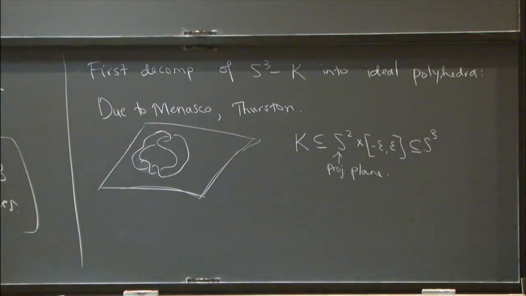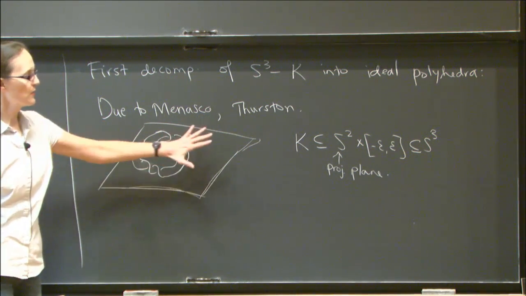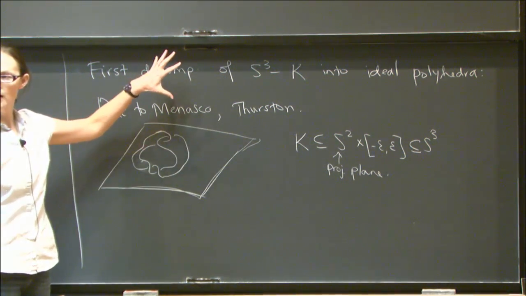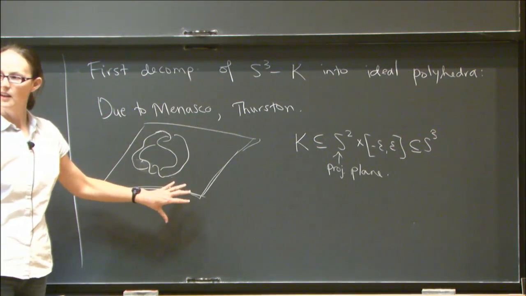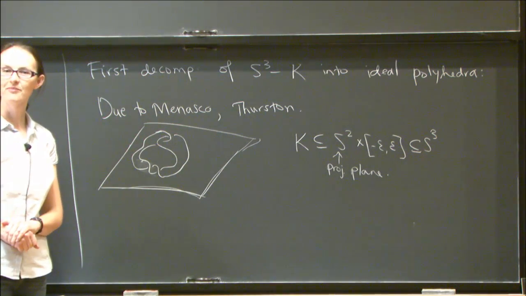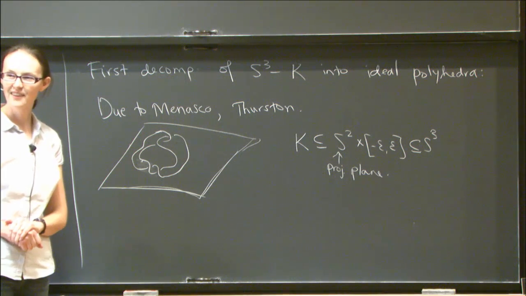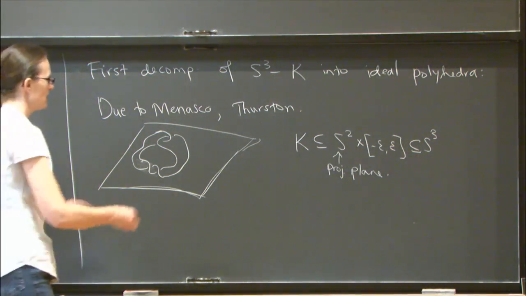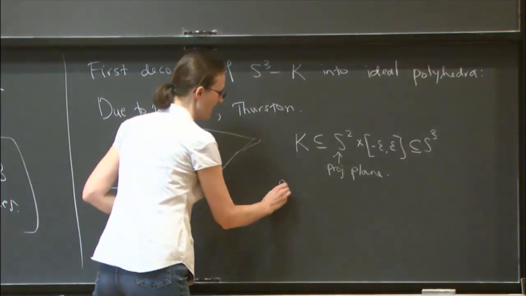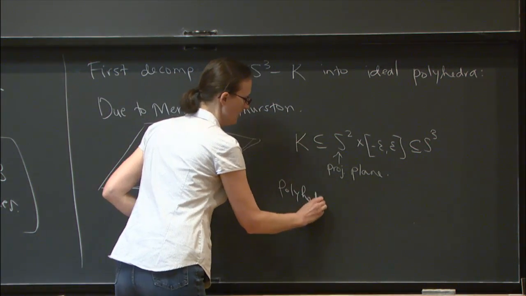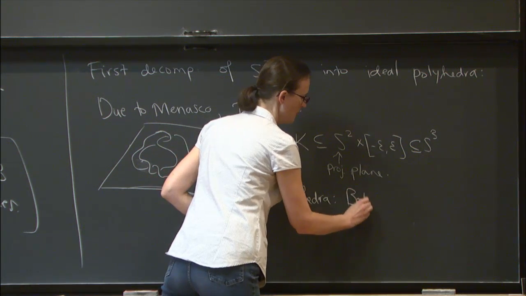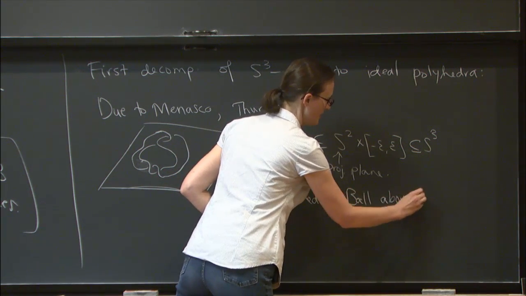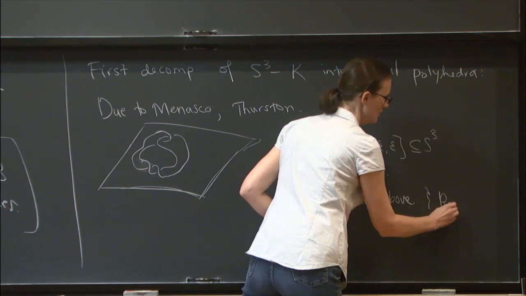And then the Menasco decomposition says you think of this plane as separating S3 into two balls. So there's a ball above and there's a ball below. And those are your polyhedra. Okay, so you need a little bit more information on how to glue these together. But the polyhedra are the ball above and the ball below.